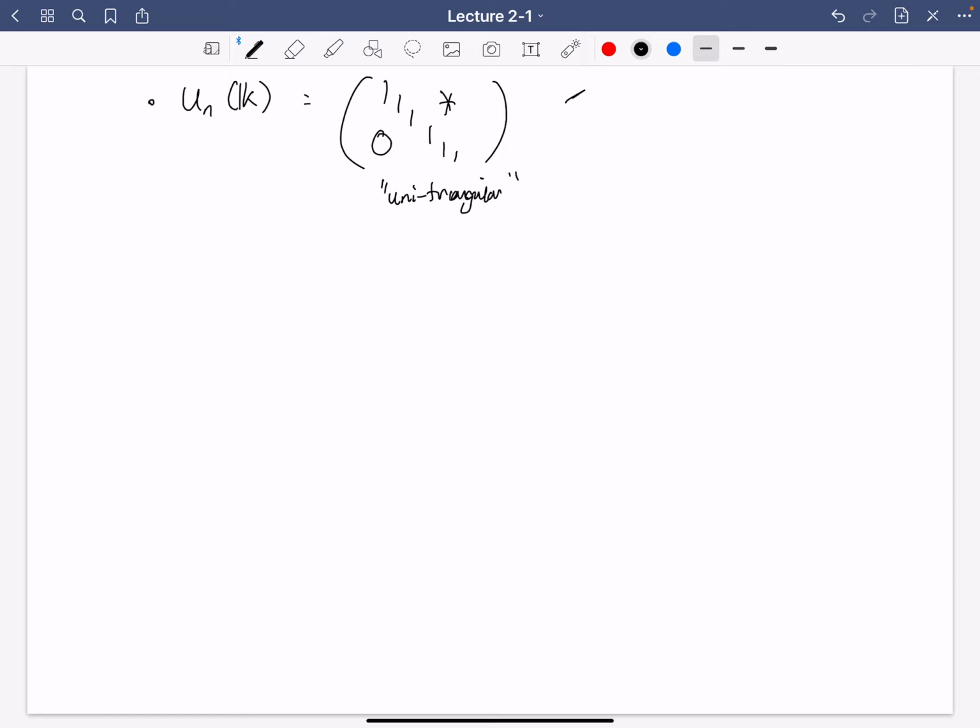So that's actually a normal subgroup of B_n of K. And you can convince yourself that the quotient of B_n of K by U_n of K is actually isomorphic to T_n of K.